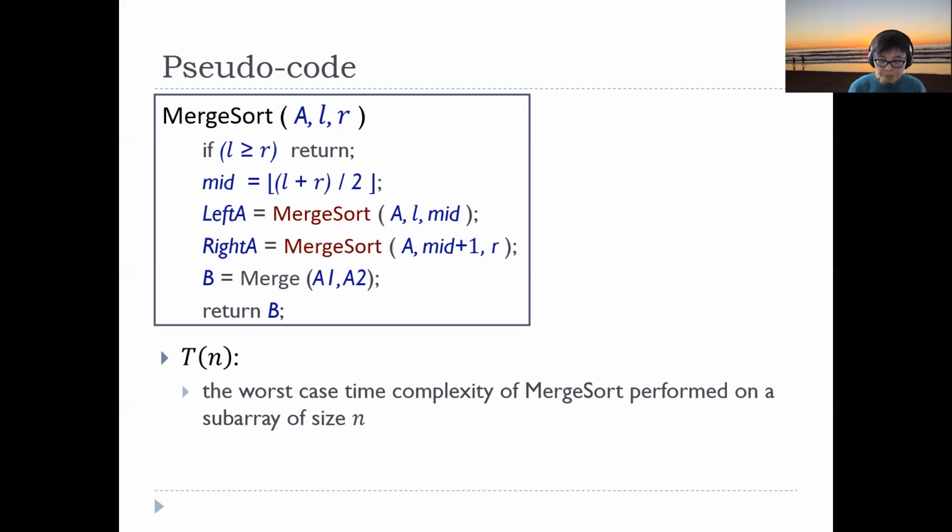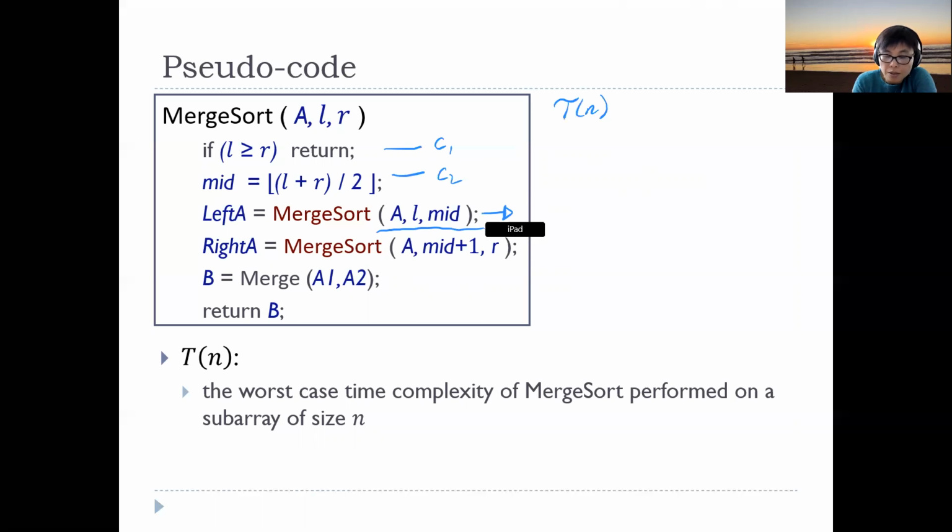As before, for the time complexity, let's use T of n to represent the worst case time complexity of this algorithm performed over a portion of the array of size n. So we want to figure out what this T of n is. Well, we look at this algorithm line by line. This line takes constant time. This also takes constant time. This one, how much time does this line take?